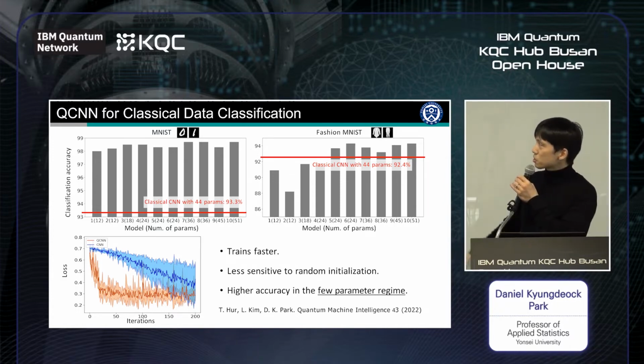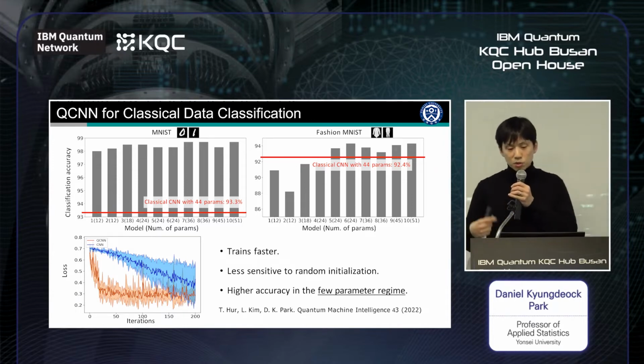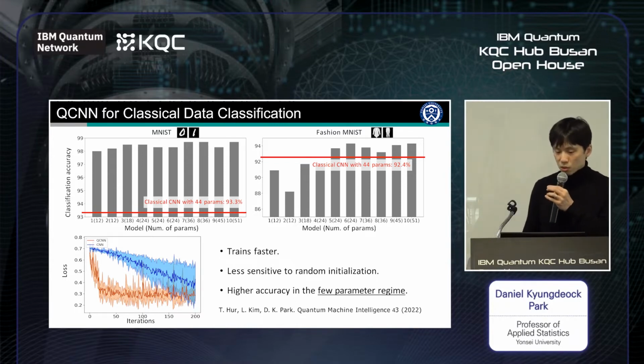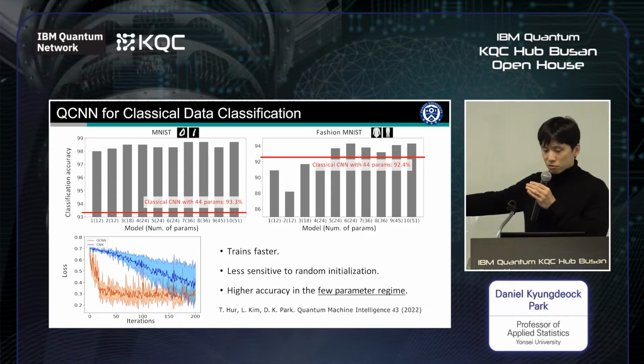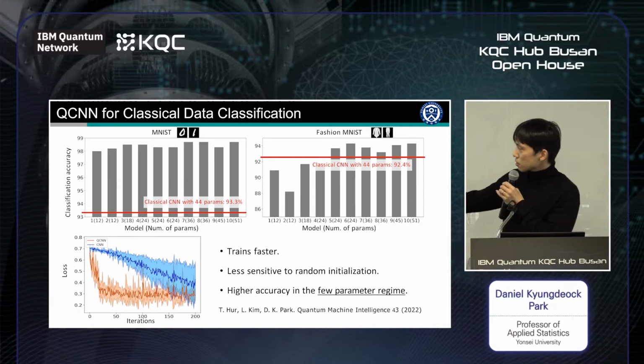And what was interesting to see is that when we downgrade classical CNN to have just a small number of parameters, the performance was actually lower than what we could achieve on a quantum computer with basically the same training condition. Okay, and we have observed something very similar for this Fashion MNIST data as well. So this was a very encouraging and promising result. If I summarize this result in one sentence, we observed higher accuracy on a quantum computer in the few parameter regime.